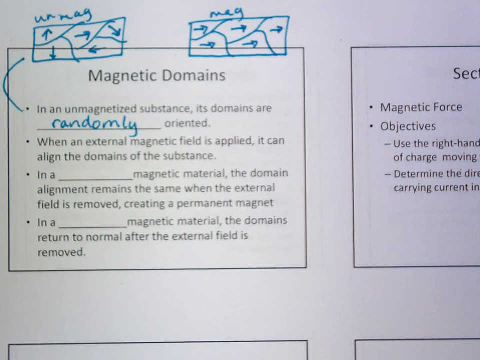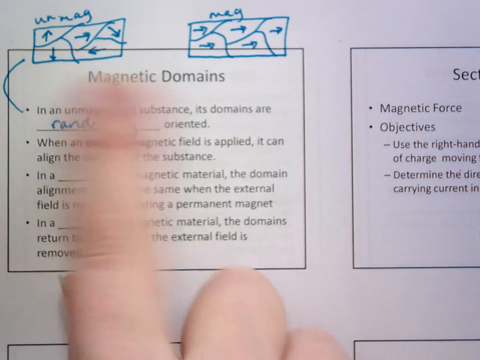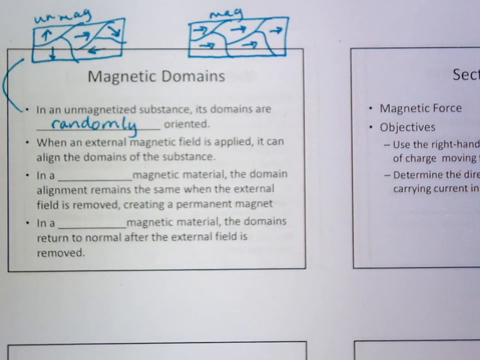Now you can actually cause something to become magnetized, like I showed you with the paperclip earlier. When that happens, you are applying an external magnetic field to the object. And when you do so, what you're doing is you're causing the domains to go from this to this. You're aligning them.